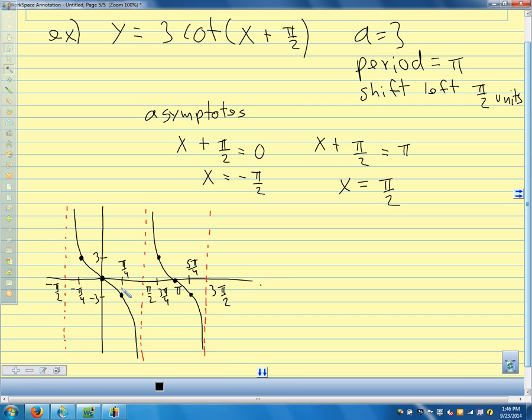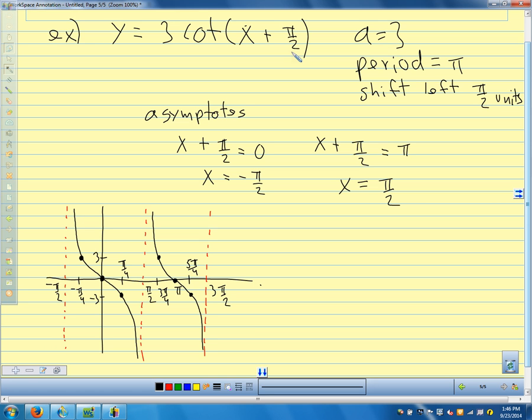What do you notice about how this graph looks? What if we flipped this over the x-axis? What if we reflected this over the x-axis? What would it look like? It would look just like a tangent function, except we have this vertical stretch. So if I shift a cotangent function by pi over 2 units and reflect it, I get a graph that looks like the tangent function. So that's how tangent and cotangent are related. We can think of it as a shift and a reflection. Sine and cosine, we can think of them as a shift from each other.